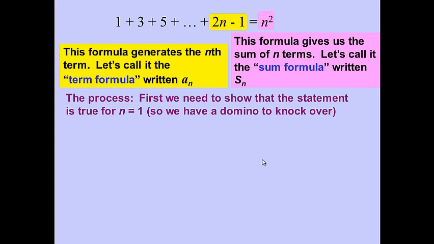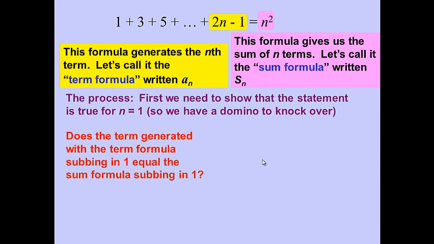First of all, we need to show that the statement is true for n equals 1. So we're going to put 1 into the sum formula, we're going to put 1 into the term formula, and we're going to see that the sum equals the first term. So in other words, 2 times 1 minus 1, there's our term formula, equals 1 squared. Well, yes, that's true, because 2 minus 1 is 1, and 1 squared is 1, so they're equal. So we have shown that this formula, 1 plus 3 plus 5 plus up to 2n minus 1 equals n squared, is true when n is just 1.